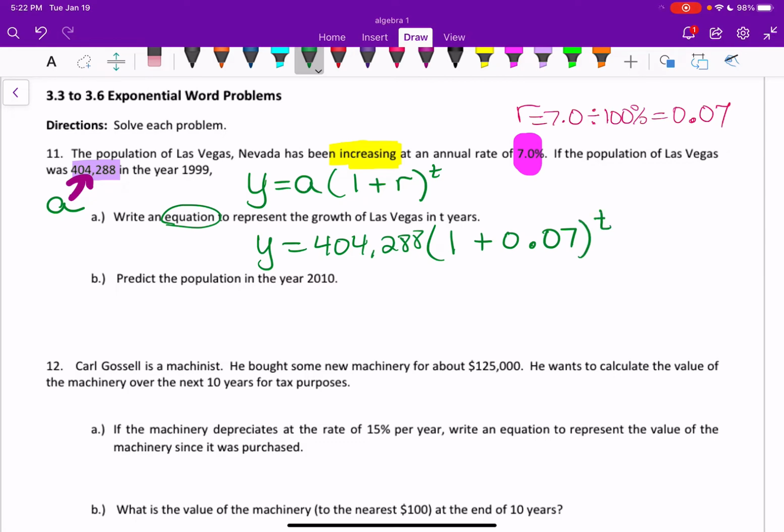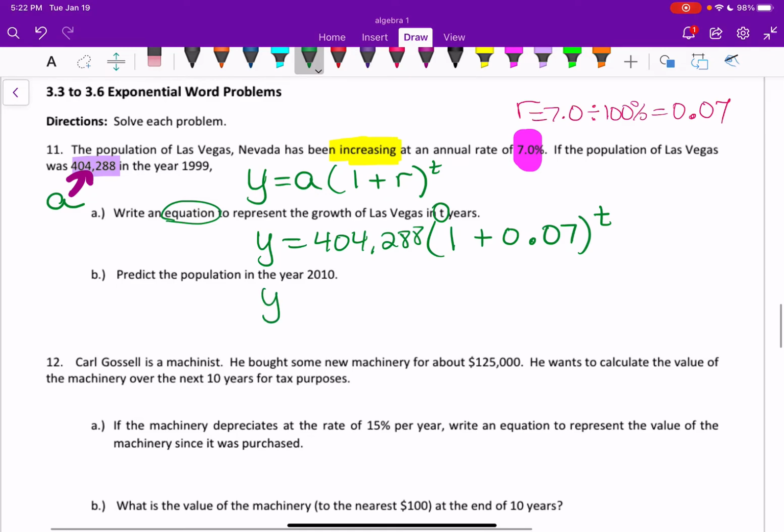And in this case, we don't know the t. It tells us just leave t as t. Now, in the next problem is when we're going to put in a number for t. So it's the same equation in part B. But this time it says 2010.